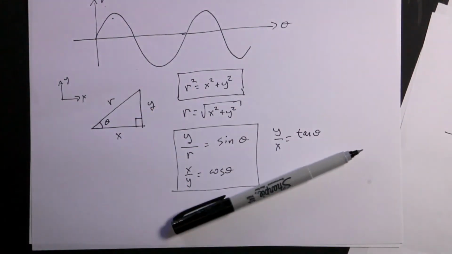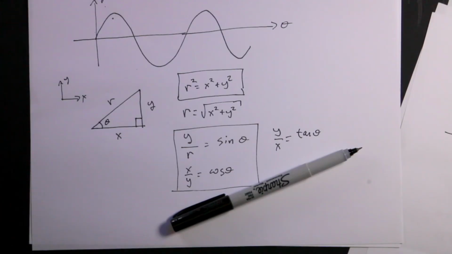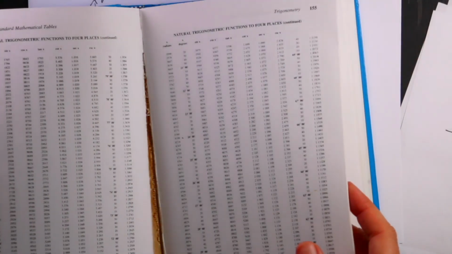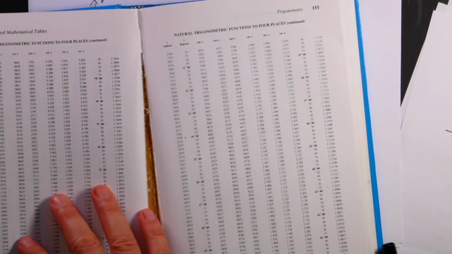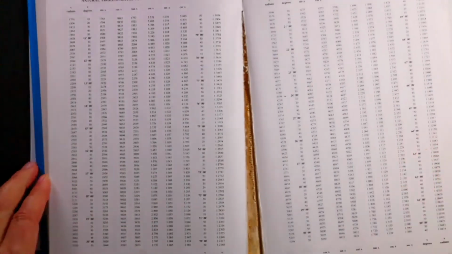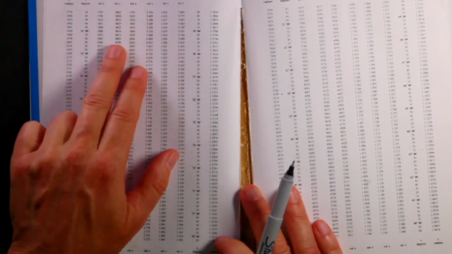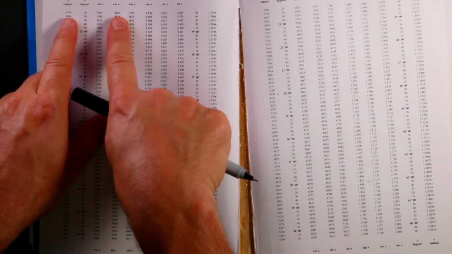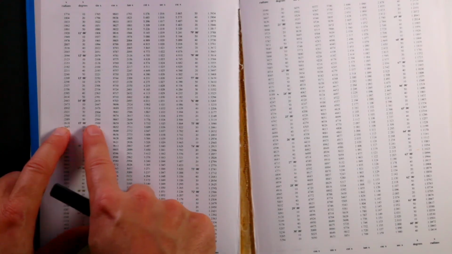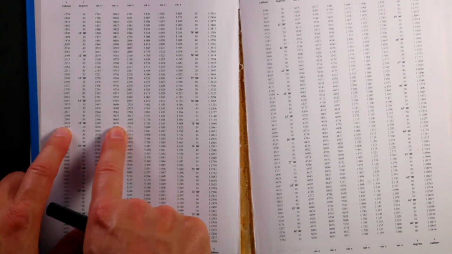I just want to show you something real quick. This is a standard math tables book, and this was mine from when I was in college. Trig functions. Yep. So this is a lookup table for the different functions. So this says that if I have an angle of, let's pick down here, 0.2618, then the cosine of that is 0.9659.